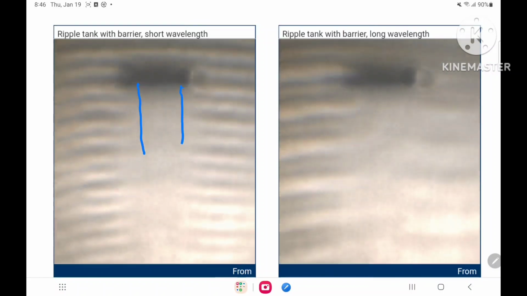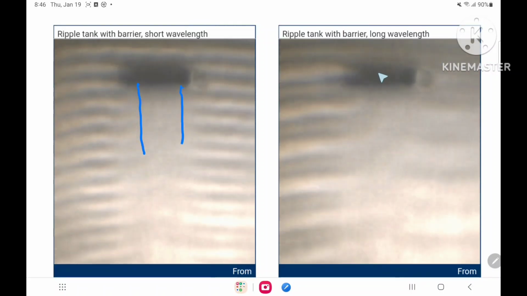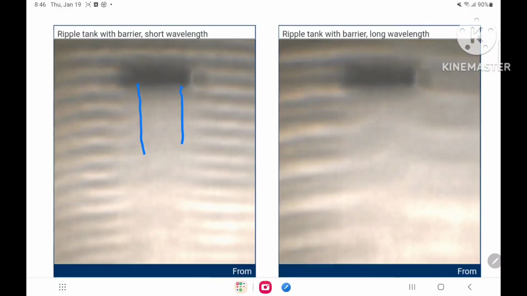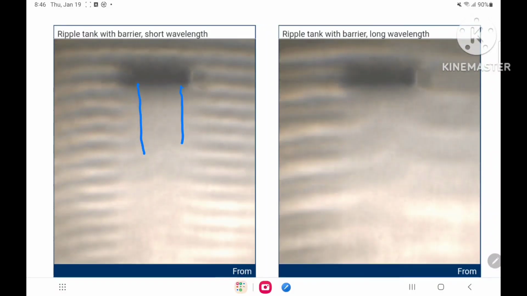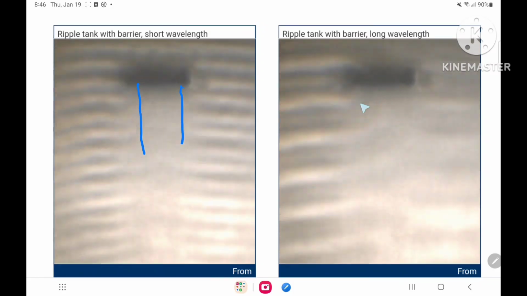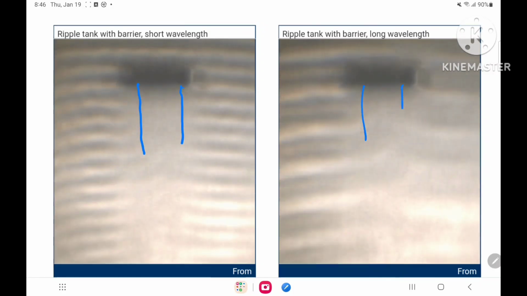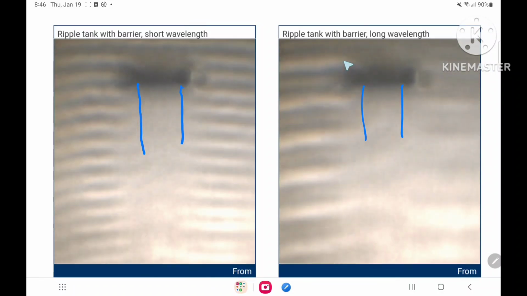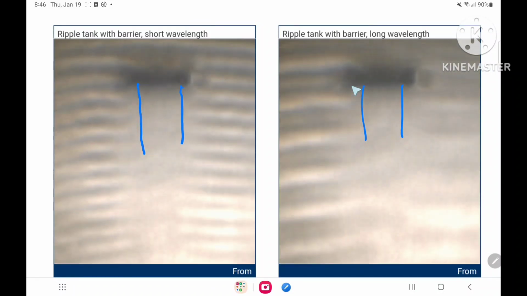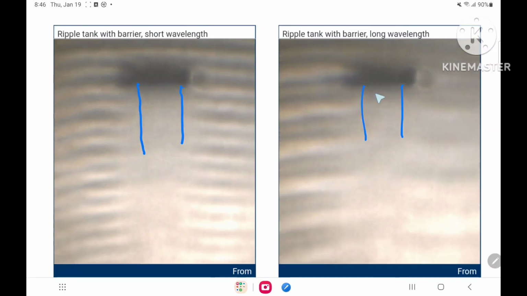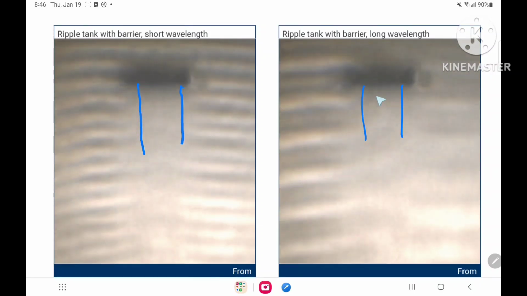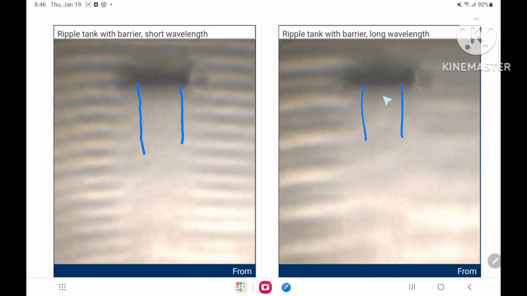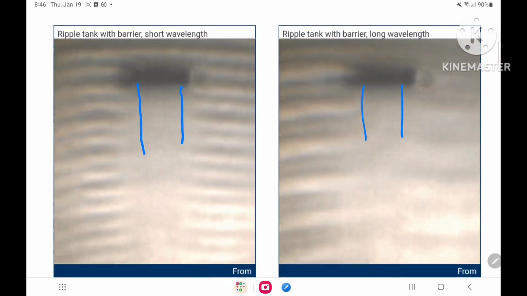But when the wavelength is long, that means the wavelength is comparable to the obstacle, in that case, you see that even in the region which was previously in shadow, there are waves. So basically, these waves have bent over the obstacle and reached the region which was previously in the shadow. And this phenomenon is known as diffraction.